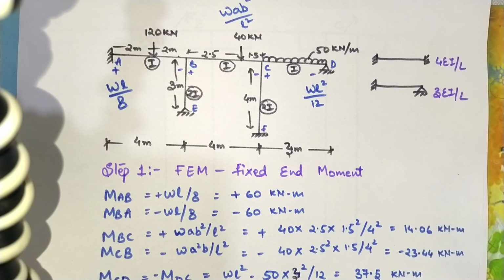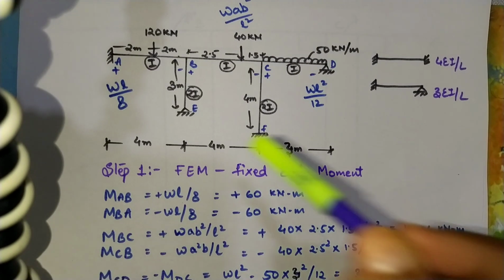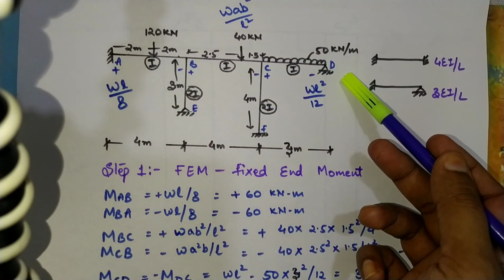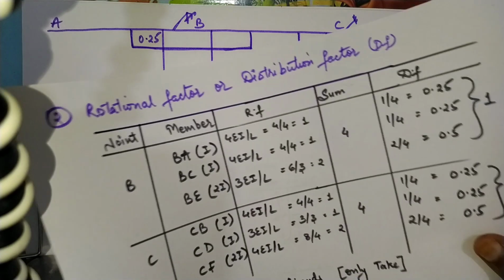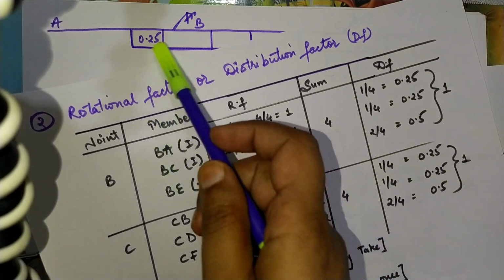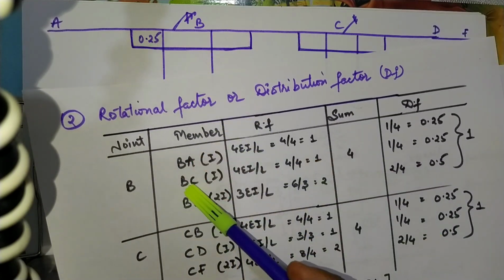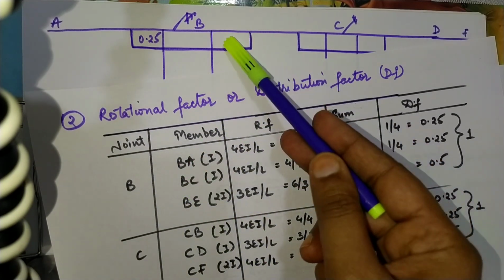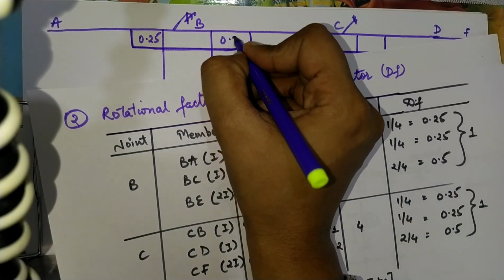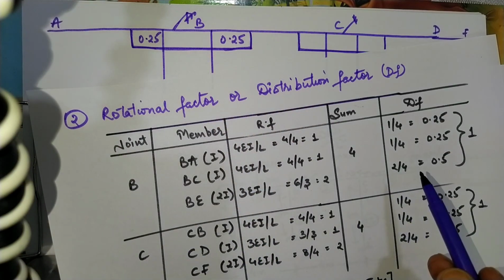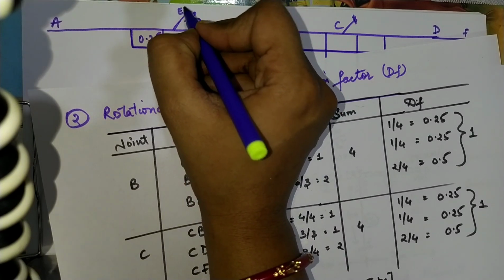So this was the question. We have already calculated the fixed end moments for all the members, and we have also calculated RF and DF. Now we'll be putting it in the table. So here is the table. We have written all the members accordingly, and we have written all the DF also. So this is your AB. So AB we have written in this column. Then your BC is this one. So we'll be writing the BC one, DF there only. And the middle one is for BE.